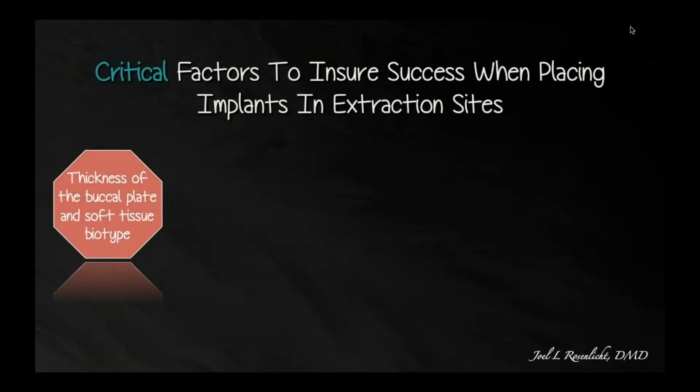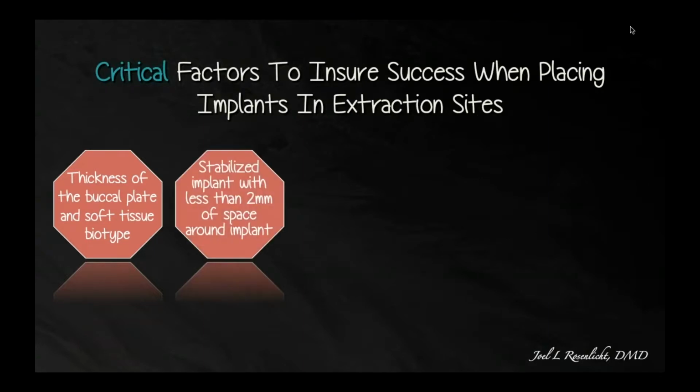So what are some of the critical factors that ensure success when placing implants in extraction sites? Well, as I said before, I think the thickness of the buccal plate and the soft tissue biotype is important. Stabilize the implant with less than 2 millimeters of space around the implant. Now, I actually have placed implants in extraction sockets where I've had greater than 2 millimeters of space.